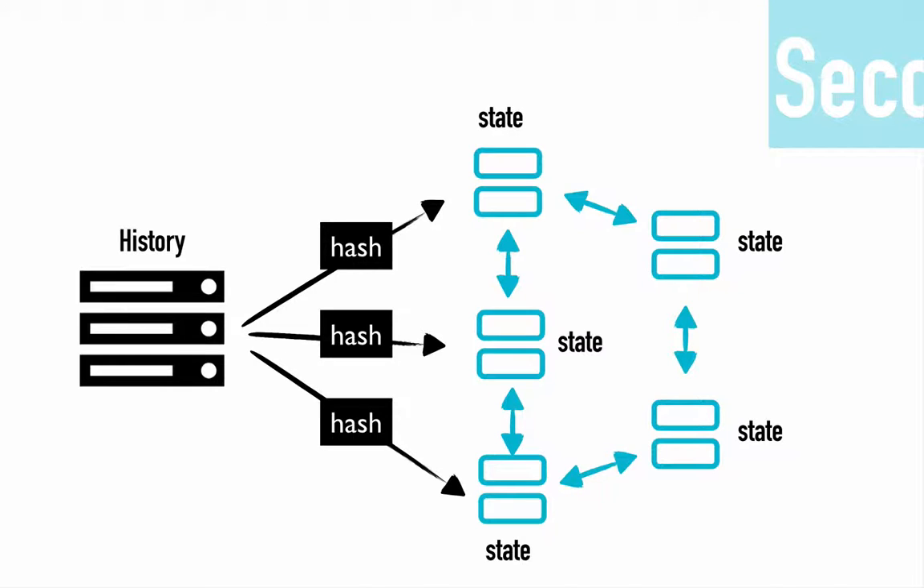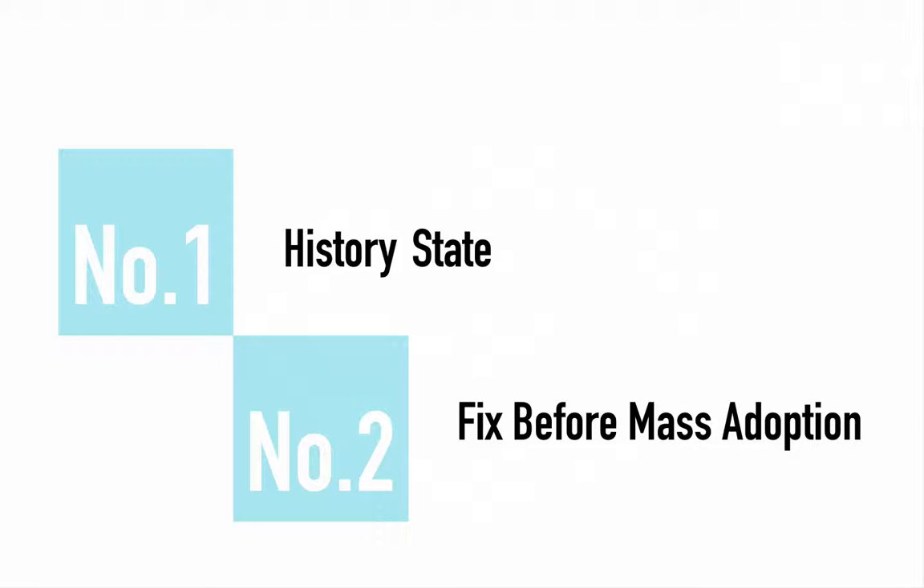To conclude this episode, I hope I have made 2 points really clear. Number 1, blockchain data can be categorized into 2 types, history and state. Number 2, blockchain state explosion has to be solved before blockchain mass adoption.